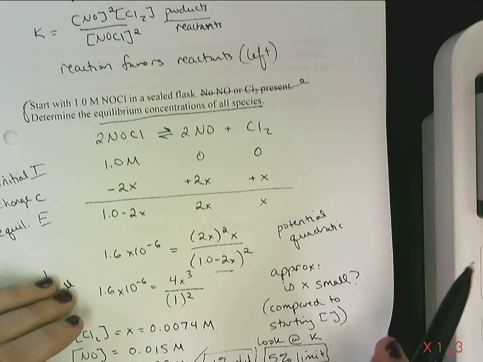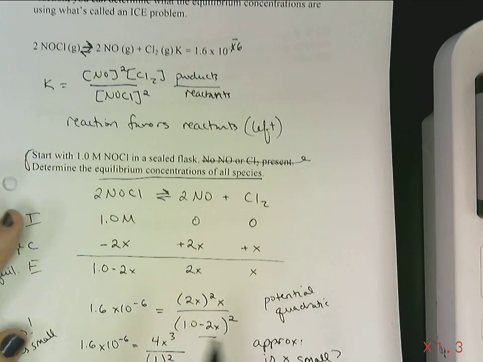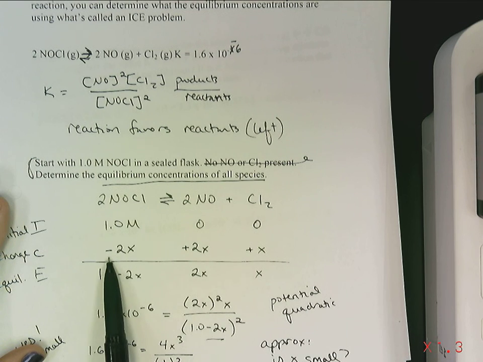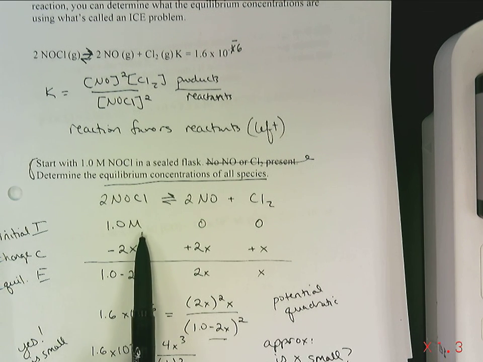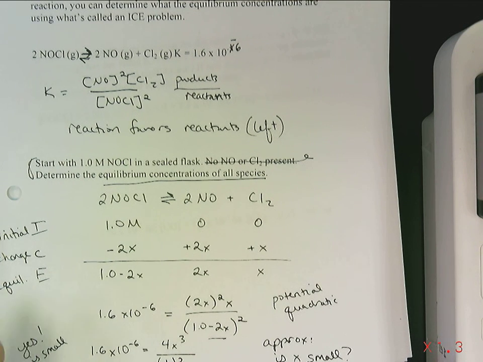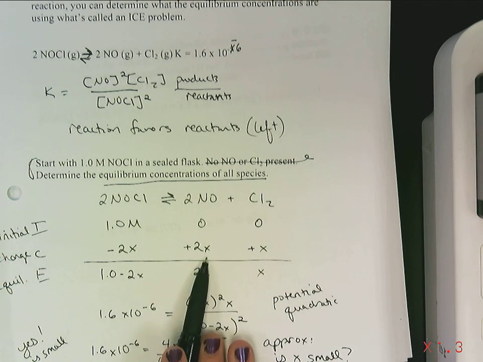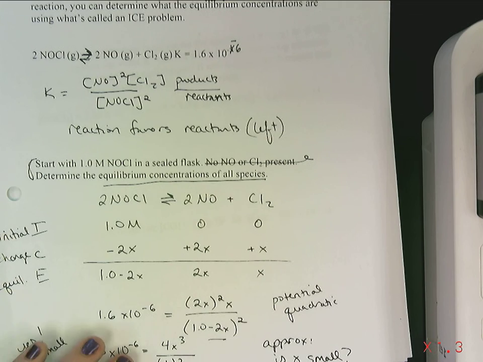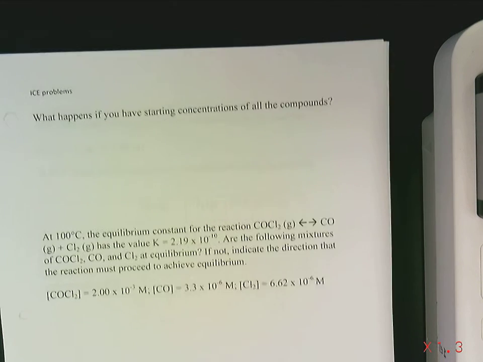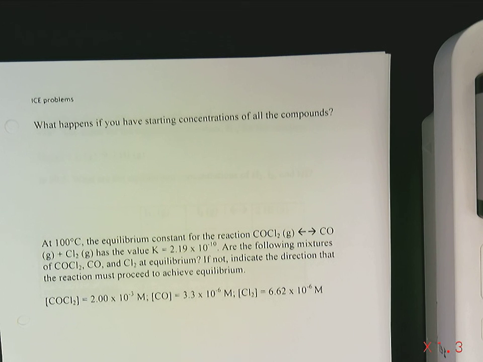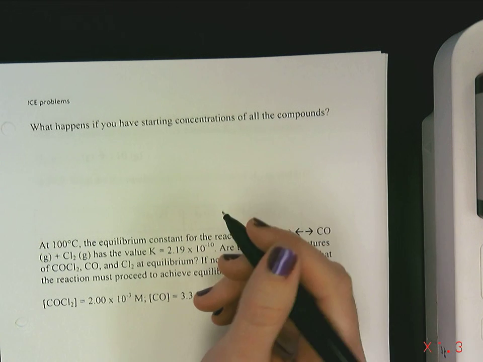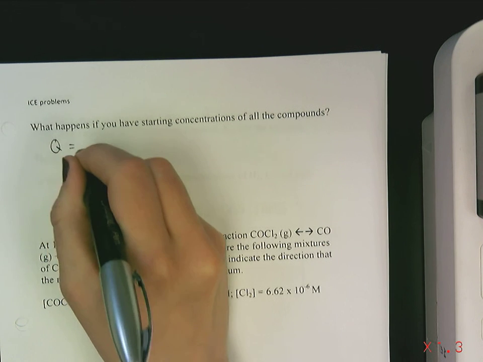All right. Last but not least, in this situation it was pretty obvious what the sign had to be. We had negative 2x plus 2x. How did we know? Because we had starting concentration of reactant and we had no products. So it was clear that the reaction had to shift from the left to the right, even though not very much. So what happens if you have starting concentrations of all the compounds? What if it's not really clear by inspection which way the reaction has to shift to achieve equilibrium? That's when we're going to use something called Q, which is called the reaction quotient.